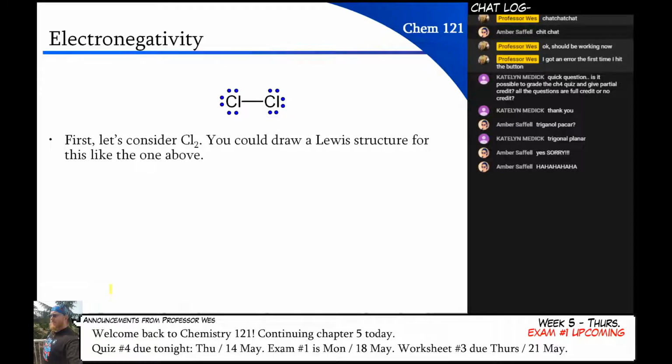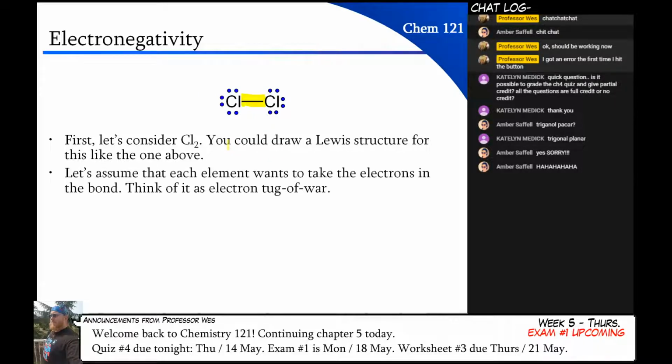Here's the first example. I'm going to give you Cl2, and if you draw its Lewis structure, it'll look just like this. We're going to use this as our template to figure out where the electrons in the middle are. Here are my electrons in the middle, in this bond. Now imagine that each of these atoms was pulling those electrons towards it, because those atoms have a nucleus, and the nucleus attracts electrons towards it. At the same time, the other nucleus attracts the electrons away. So it's kind of like electron tug-of-war.